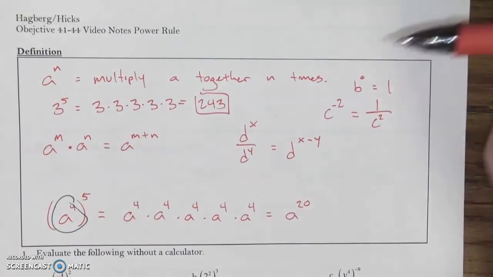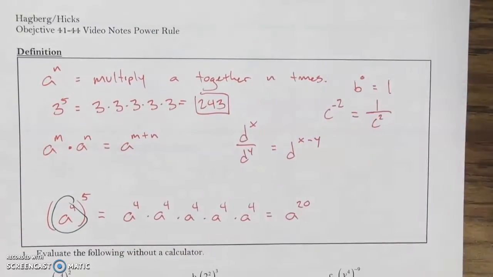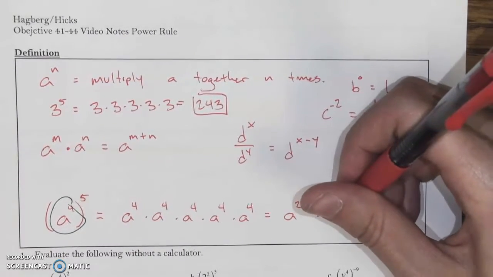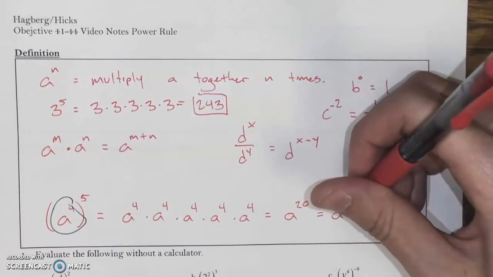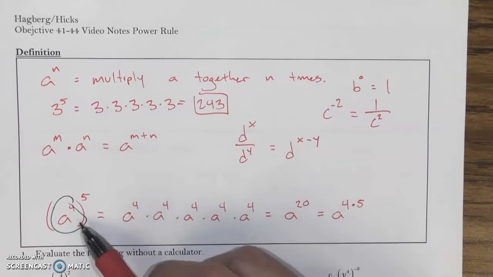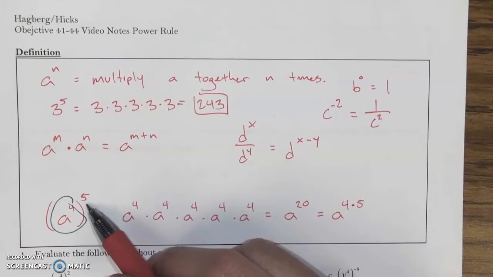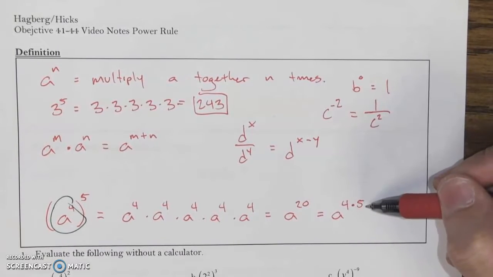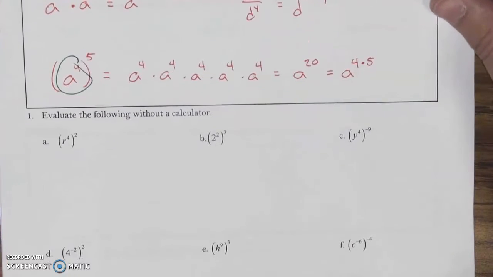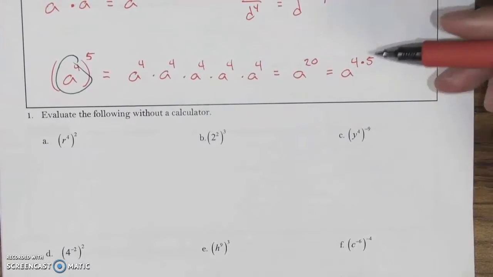So how can we get from a to the 4th to the 5th to a to the 20th? Well, it's the same as a to the 4th times 5. So the power rule tells us that if we have a power raised to another power, we can just multiply those powers. Let's practice. Here we have r to the 4th to the 2nd power.